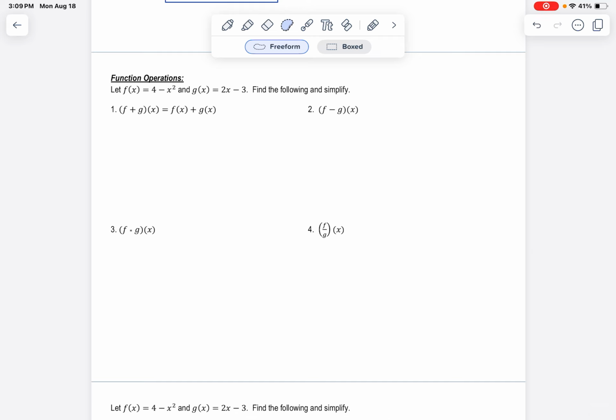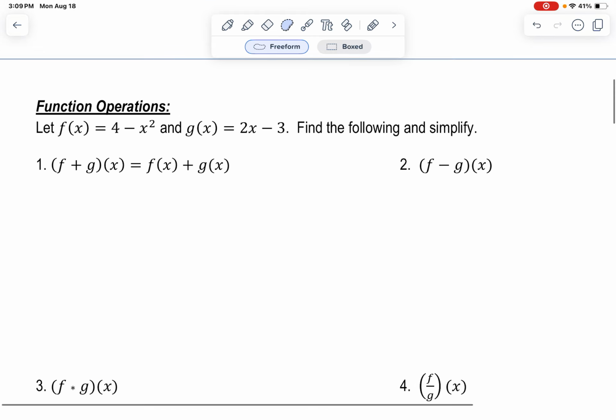We're going to start with function operations. So in the first 4 problems here, you are using the following prompt. It says let f of x equal 4 minus x squared and g of x equal 2x minus 3, and find the following and simplify.